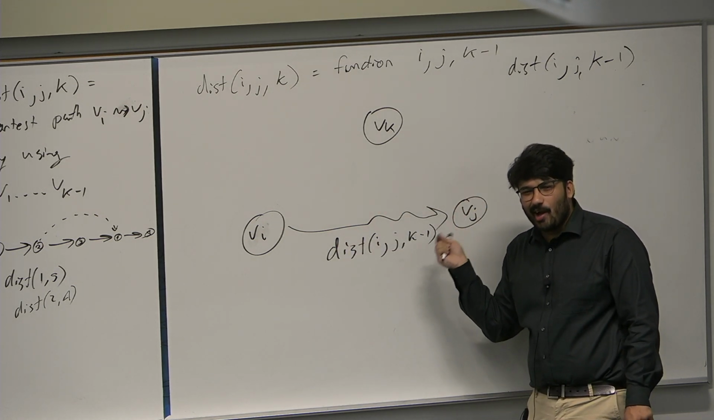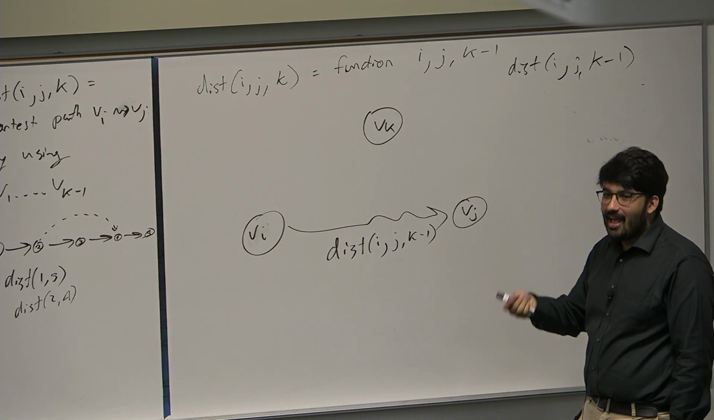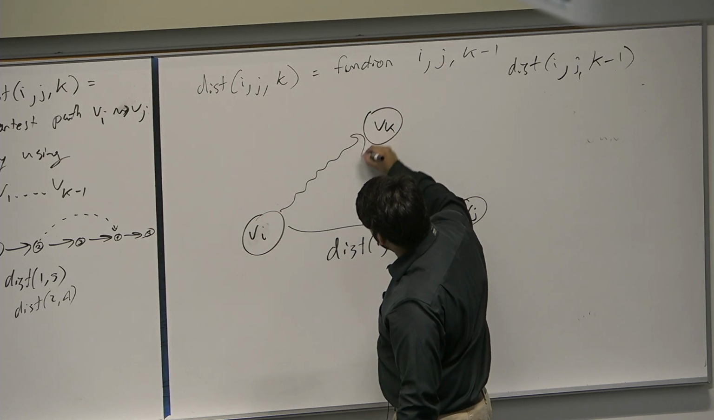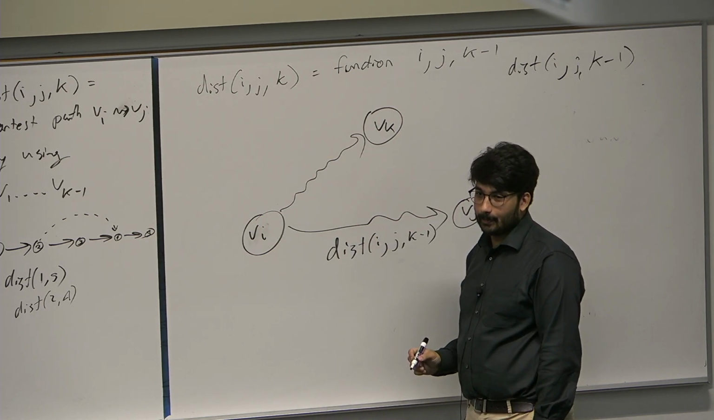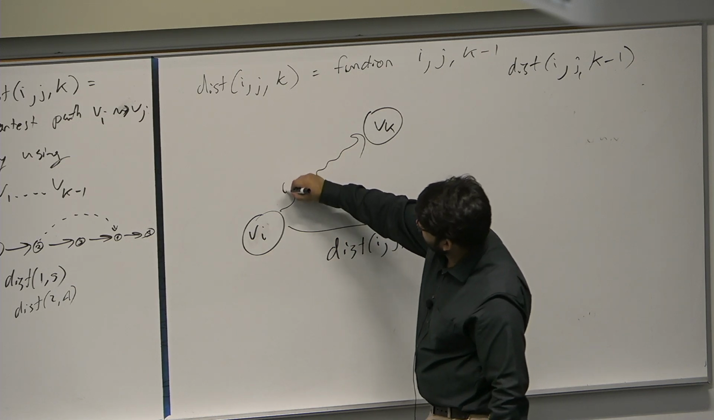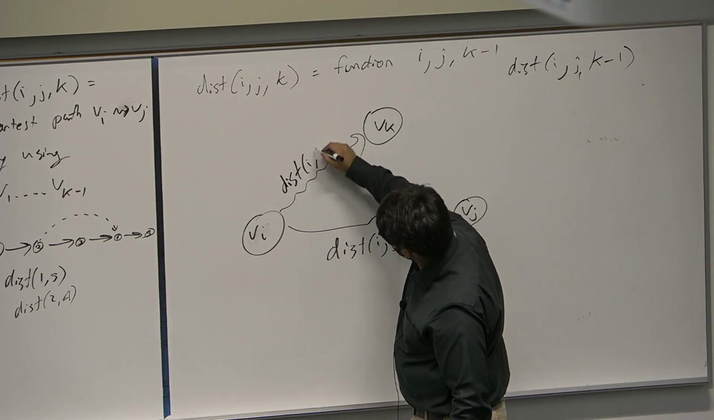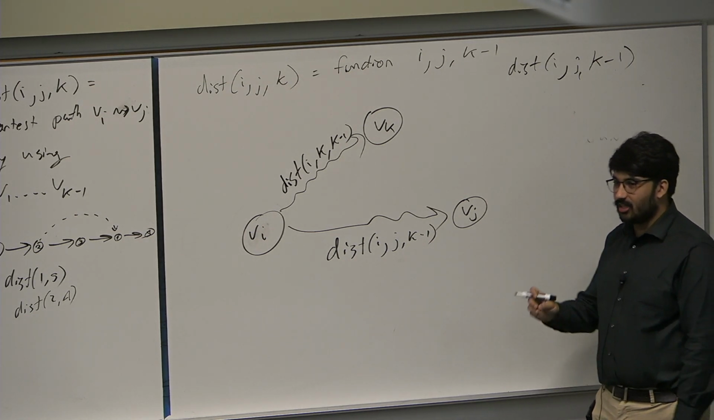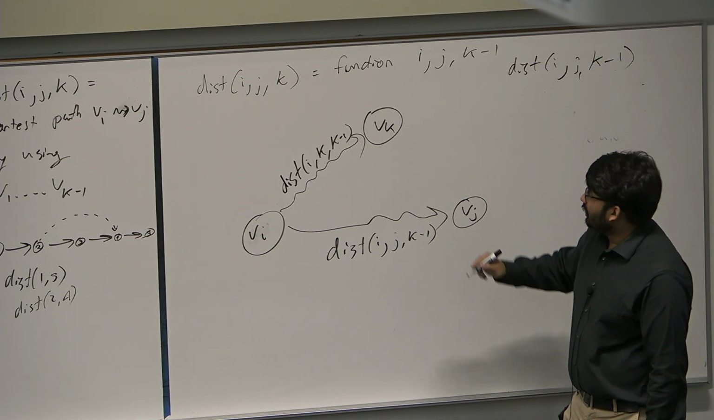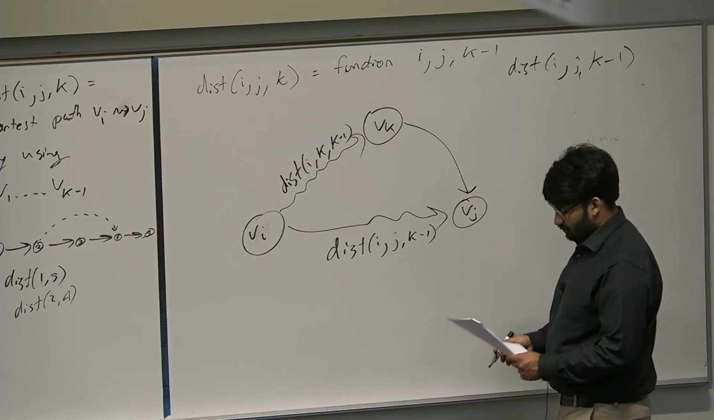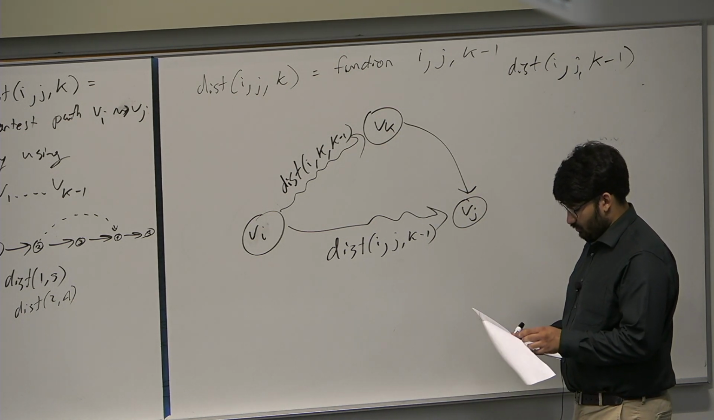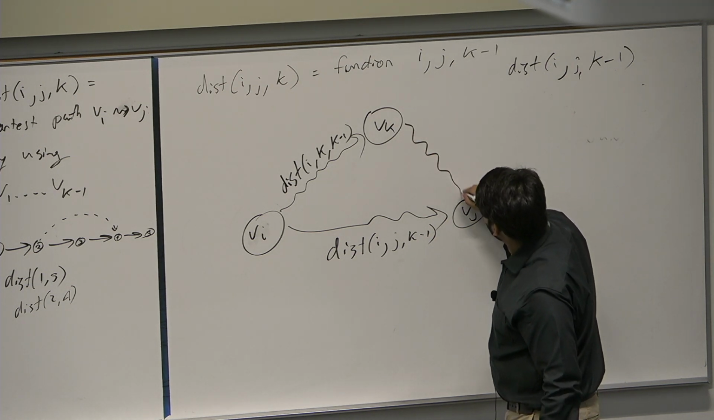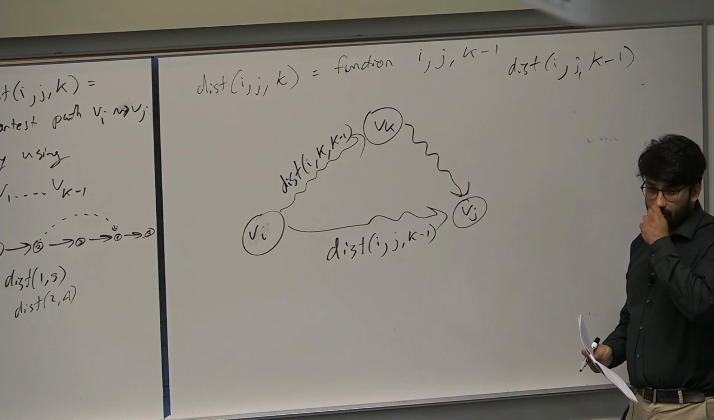But we want to now look at vertex k and how it changes things. Well, this path is also known. What is that path? Dist ik k minus 1. Yes. That path has been computed using k minus 1 vertices. The path from i to k has been computed without k. And we know we have an edge here, or suppose it's a path. What is that path?